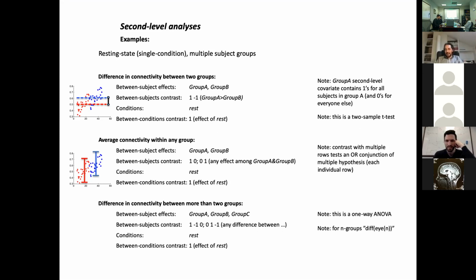Is that like a 1, -1, 0, 0, 0, 1, -1, 0, and a 0, 0, 1, -1? Exactly. Yeah, that's perfect. Yeah, and exactly the same thing happens for n groups.